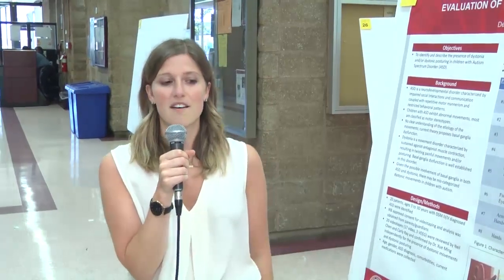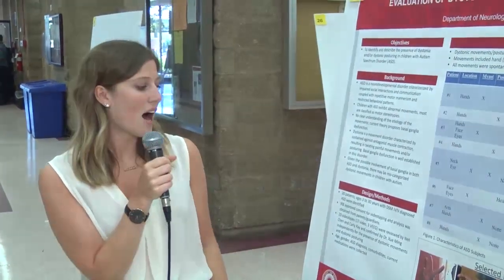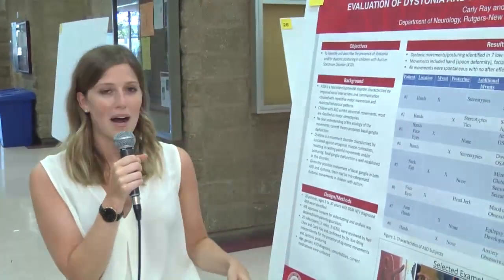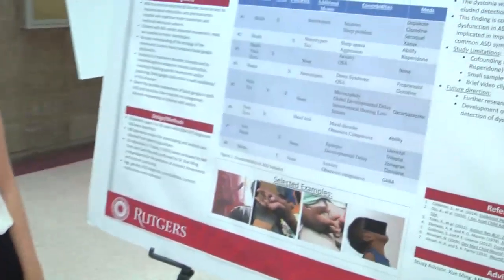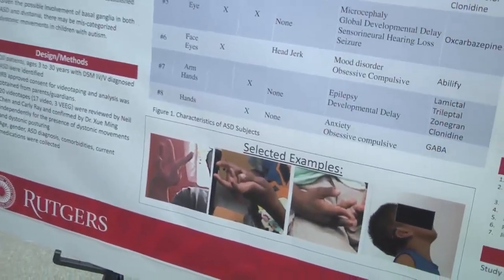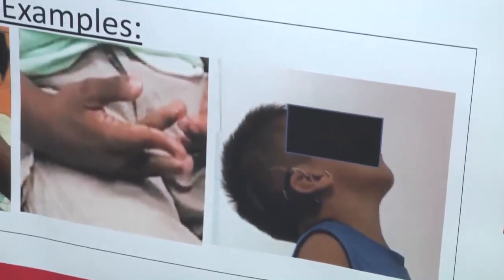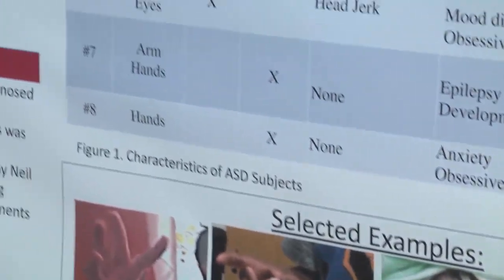So we used video analysis. We analyzed 20 videotapes of 20 children with autism. And we found postures and movements that we suspect were dystonic in 8 of the 20 children. As you can see in our examples, body sites where we located the dystonia included the hands, the neck, and the eyes. So we saw some spoon deformity of the hands. We saw ocular deviation and cervical deviation. So overall, we believe that we did identify dystonia in some of the children with autism.